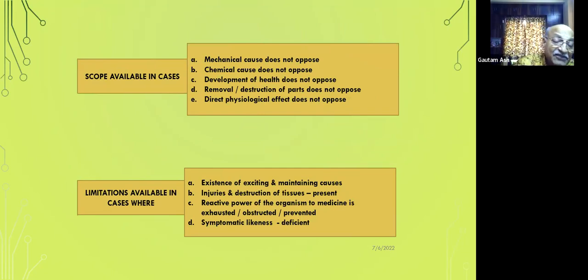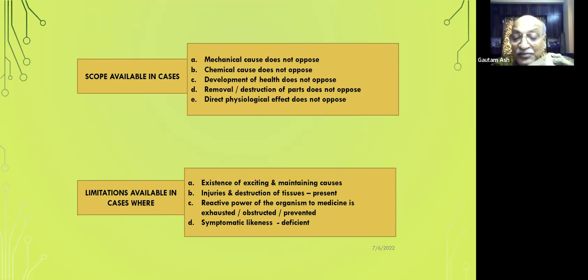Again, limitations are available in cases of existing exciting and maintaining causes. If we don't remove it, then limitation. Injury, destruction of the tissues present, ulceration, stone in the gallbladder, or Crohn's disease. Those cases, we have limitations. Only we can give palliations, we can give symptomatic relief. Otherwise, we can't do anything as such.